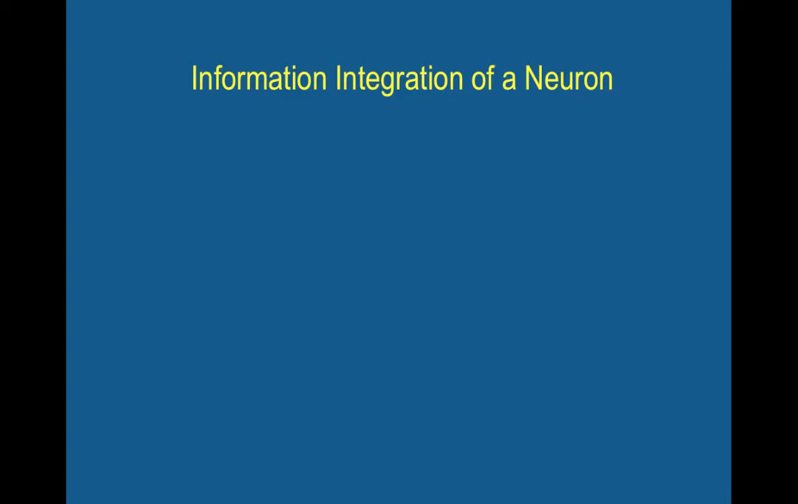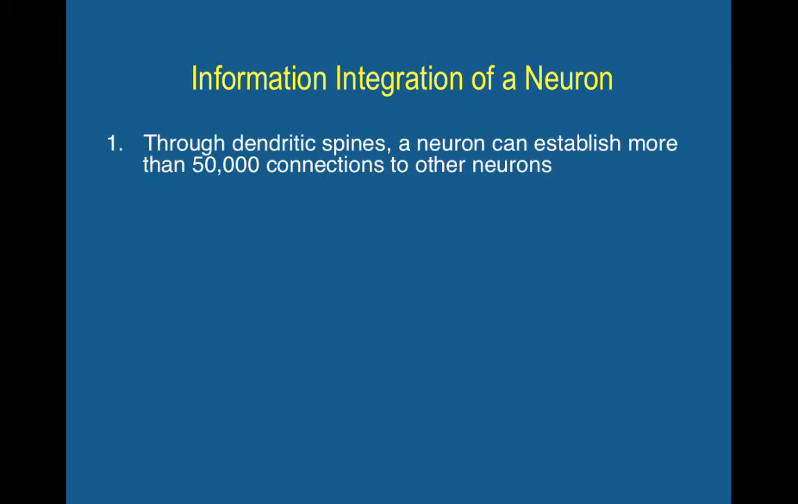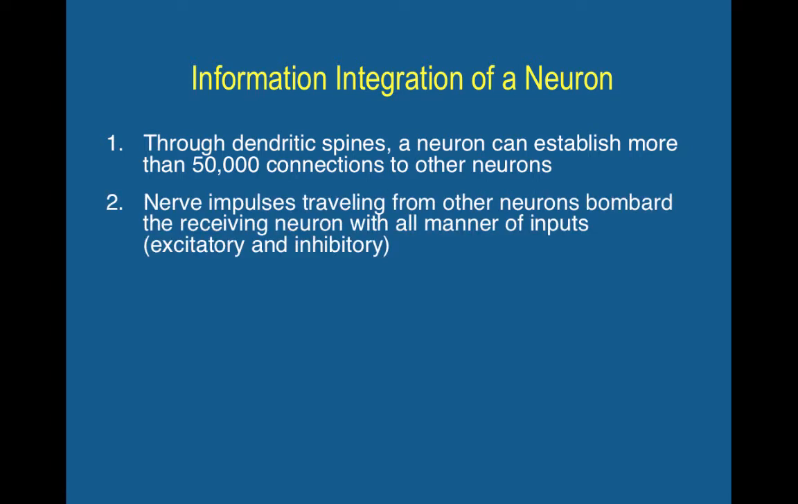So in this next video, I'm going to be filling you in on how a neuron integrates information that it receives from other neurons. Through dendritic spines, a neuron can establish more than 50,000 connections to other neurons. Nerve impulses traveling from other neurons bombard the receiving neuron with all manner of inputs, excitatory and inhibitory.